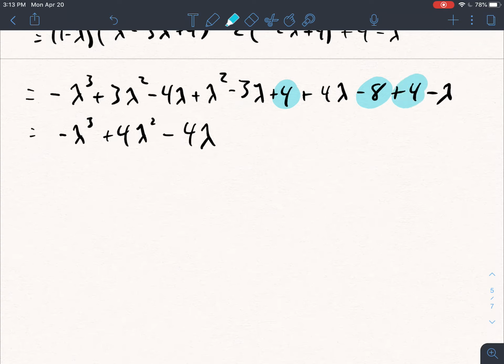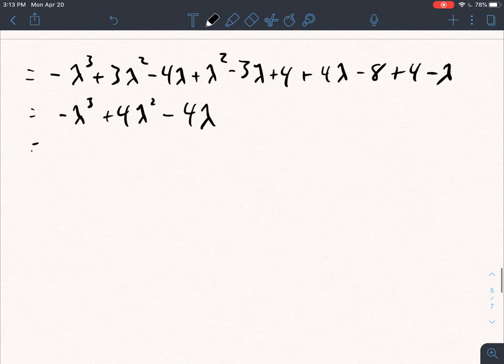Okay. And then constants. There's a 4, there's a -8, there's a 4. Those add up to 0, and so that makes our lives a lot easier for the next stage because it's going to be a lot easier to factor now.